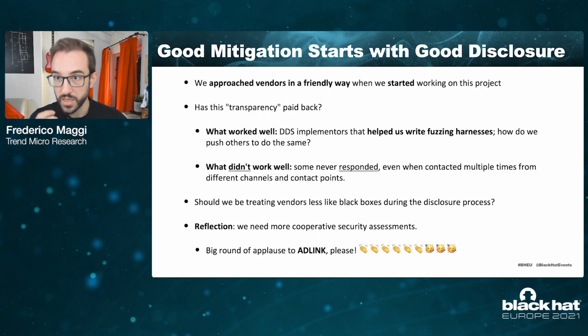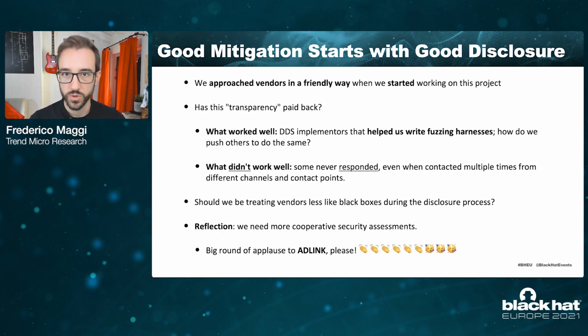So that's why we decided to start a little bit differently this time with this project. Instead of notifying the vendors only when we had findings, we started to make contact with vendors before starting to find vulnerabilities. We wanted to establish a good relationship. So the question is, did this transparency pay back or not?